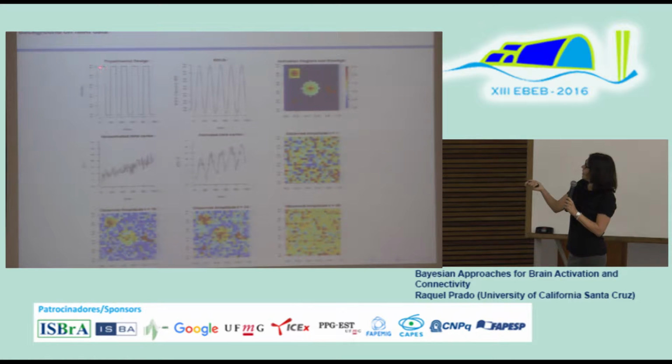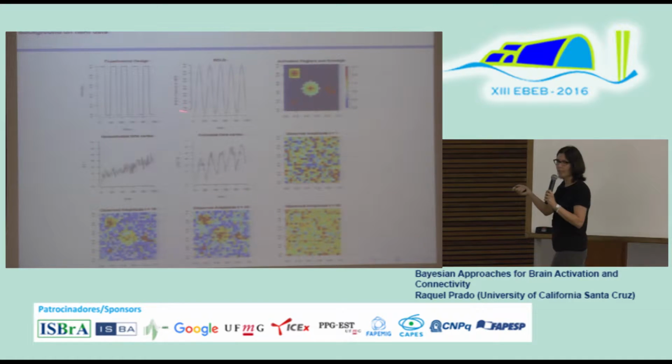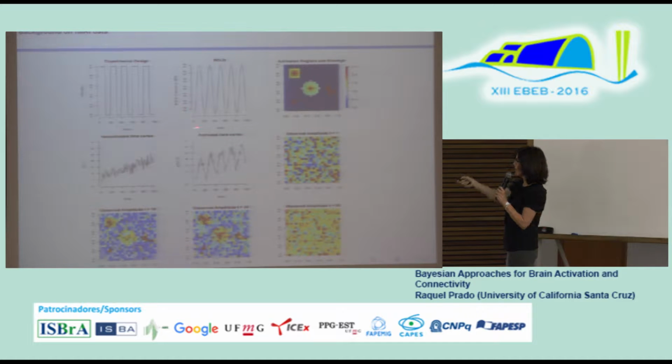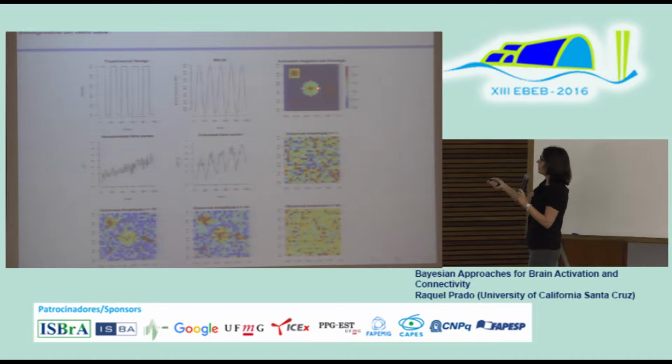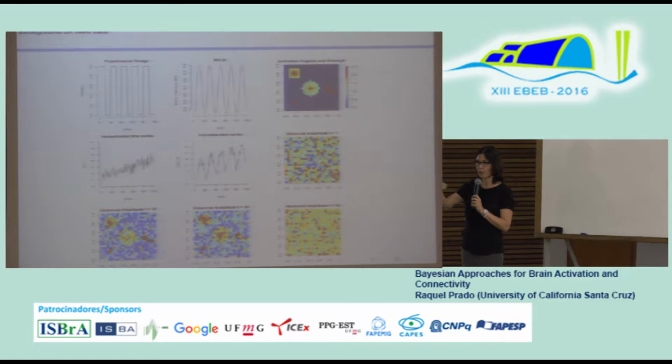So this is just the experimental design. The stimulus is on and off. I combine that with the canonical hemodynamic response function that I'm not showing. You get the BOLD signal. And this is the true activation image here, right? These are the areas that are active, and the strength of the activation is different for the different voxels.